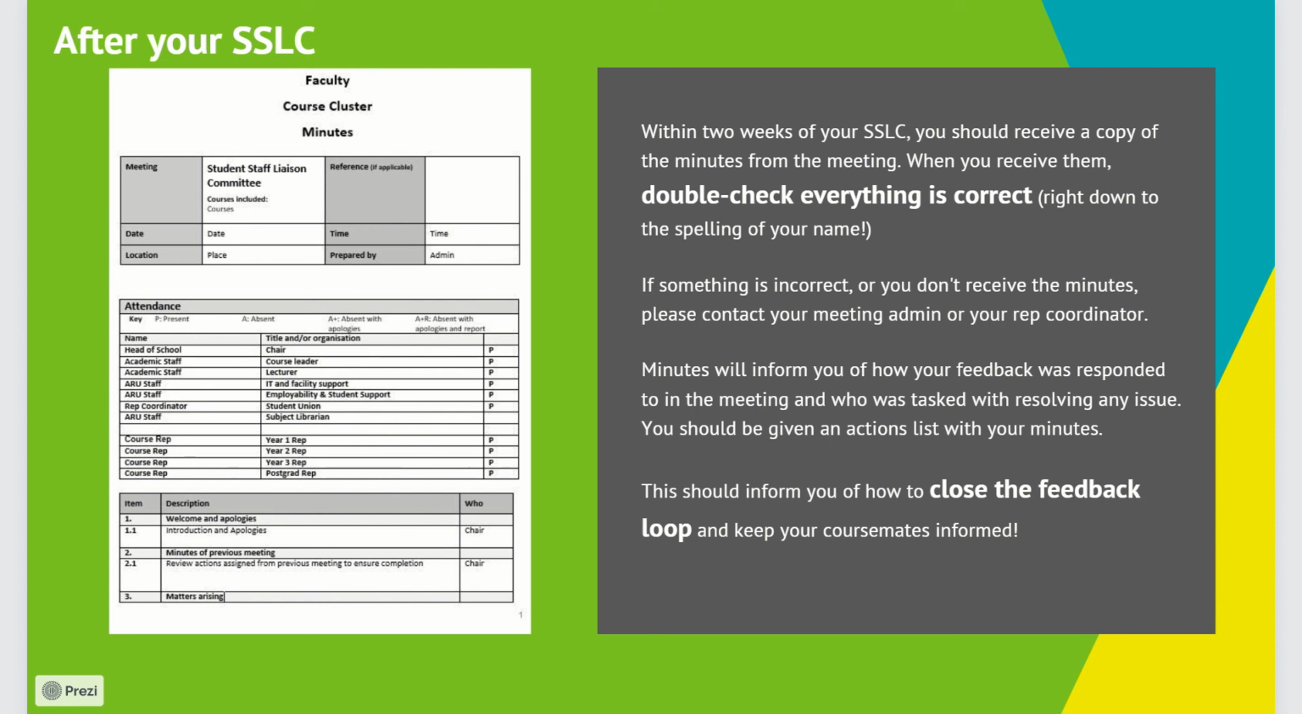If you or your course mates feel the issue hasn't been addressed, then your point of contact will be whoever is listed on that action. If you need further support, you can always contact one of your rep coordinators. The most important thing to do after an SSLC is inform your course mates of what happened during the meeting. You are there to represent them, so you must report back and close the feedback loop.